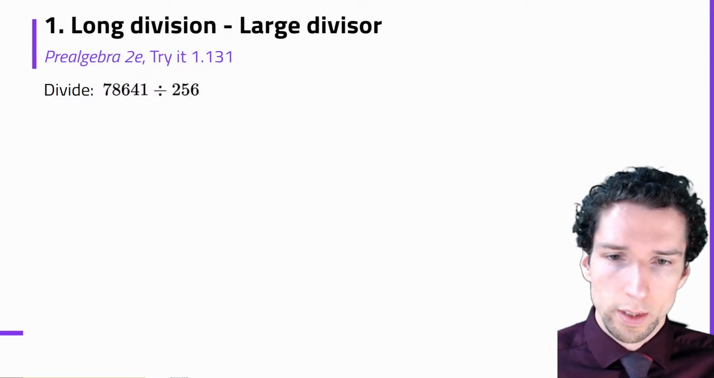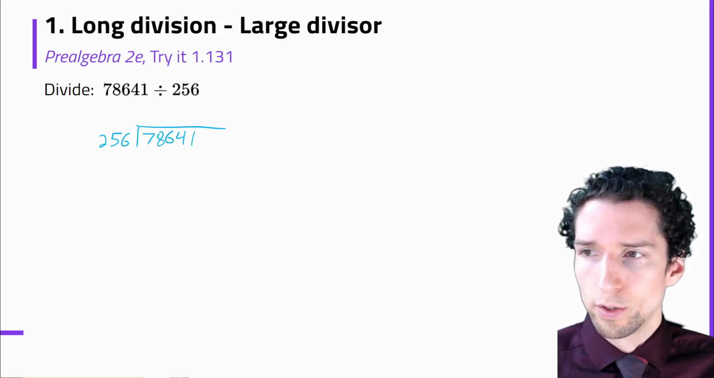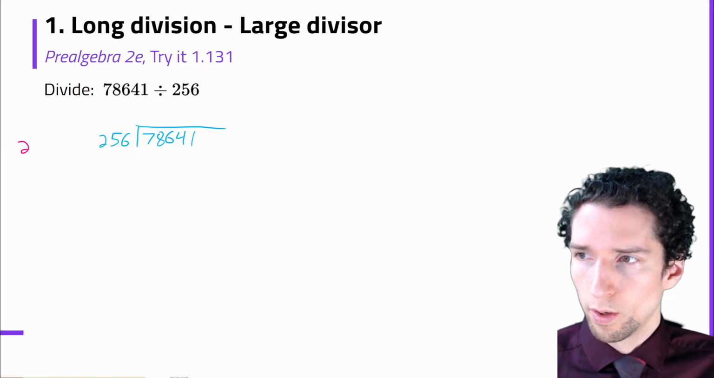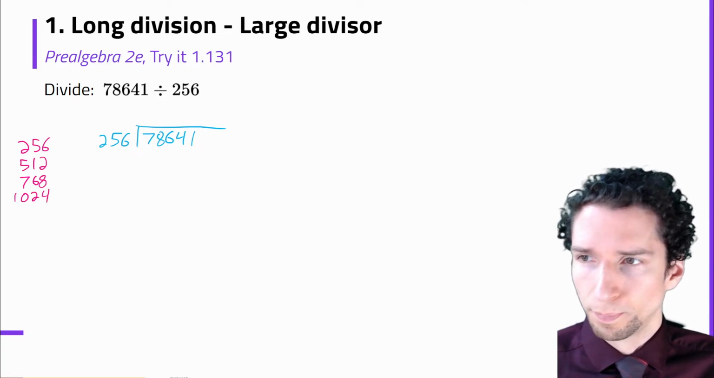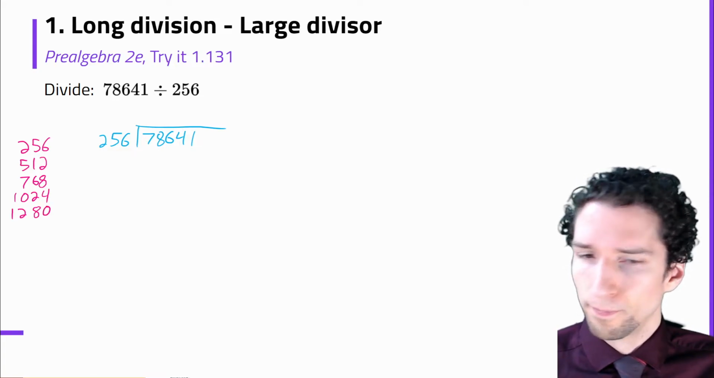So 2 practice ones. First one I will do. We have 78,641 divided by 256. 256 is an easier number to work with. Sort of powers of 2, second multiple here would be 512, 768, 1024 times 4. Okay, so I won't write all of them out, but those might be handy. 1,280, I think we'll need too.